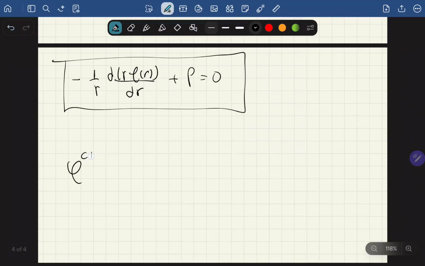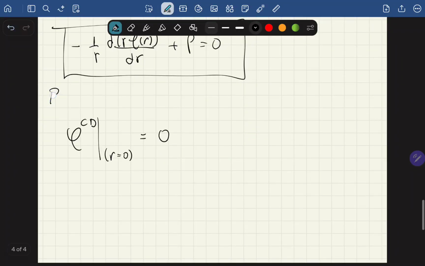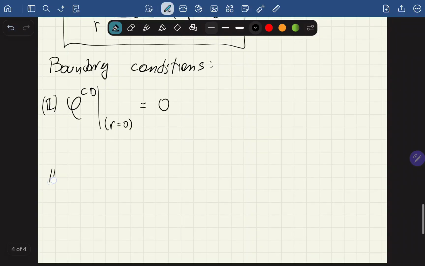One that says the phi cd when r equals 0, I like to write it like this, should be 0. Right, this is the boundary condition. I'm gonna say number 2 because I already said that the integral above was number 1. So we have number 3 here. We have the phi cd when r equals big R, so like at the wall of the rod, should be equal to phi cc.